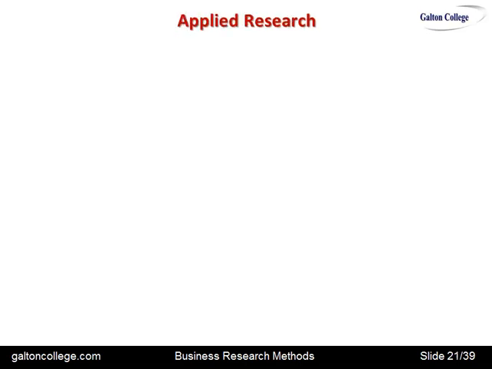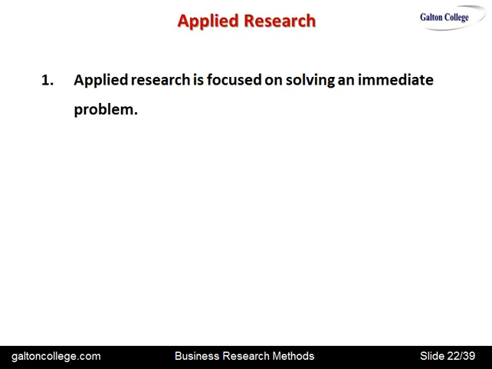Now, applied research. Well, applied research is focused on solving an immediate problem. So there is a problem, it's a pressing problem, it's an urgent problem. Applied research is trying to find a solution. It's not done for the sake of adding to human knowledge. This one is trying to fix a problem, trying to find an insight into some situation and trying to find a solution to a problem.